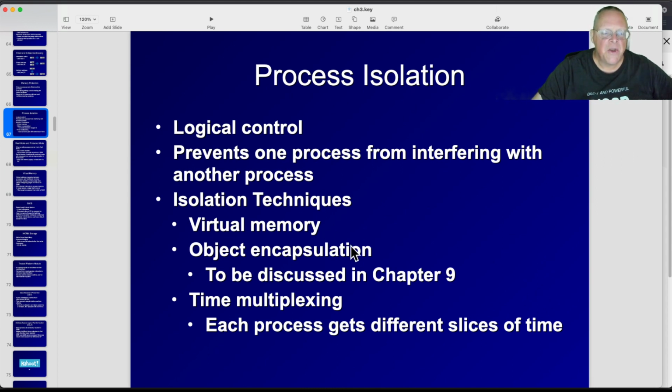Anyway, so you have object encapsulation we'll talk about, and you have time multiplexing. Each process gets certain amounts of time, and the idea is the processes can't write to each other's memory and they can't interfere with each other's actions.